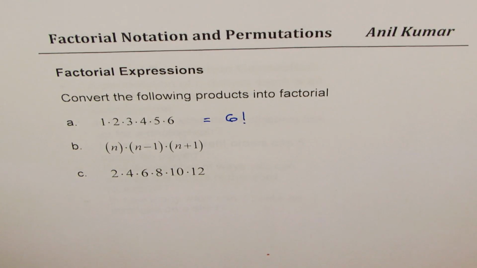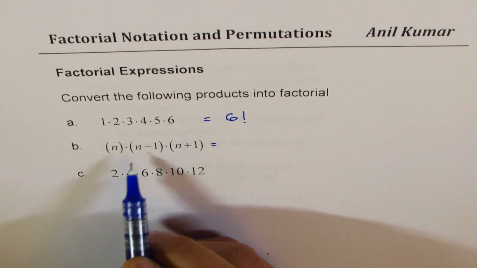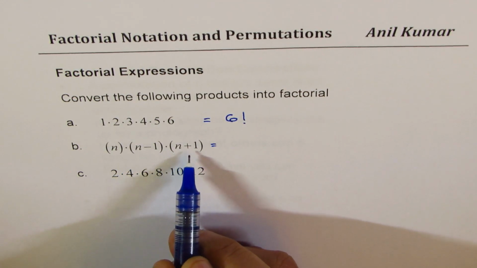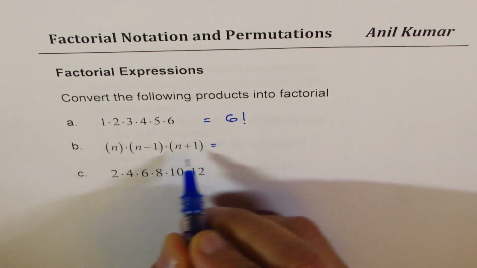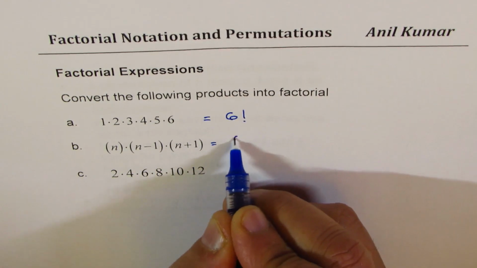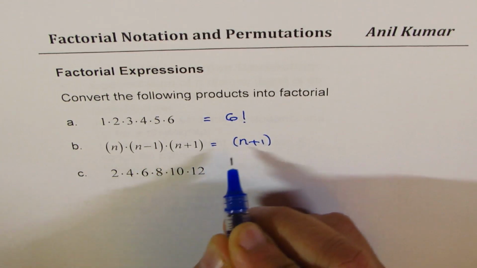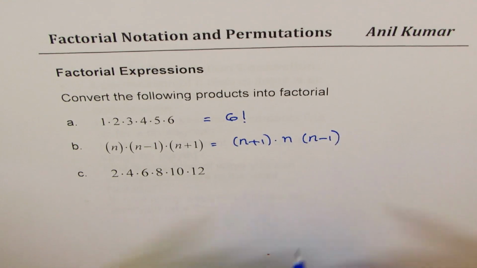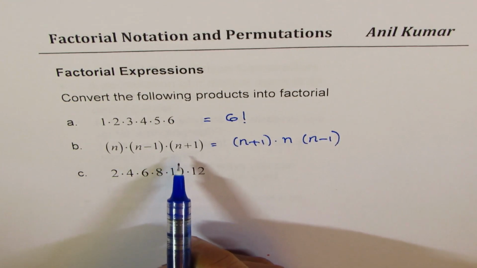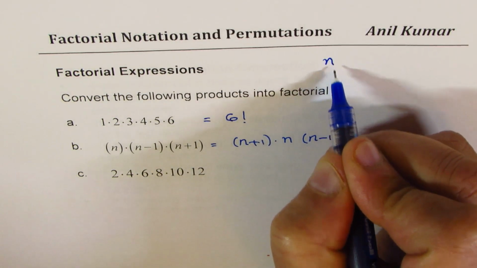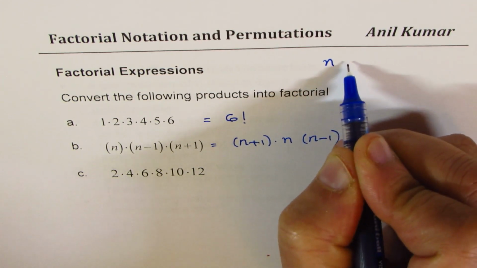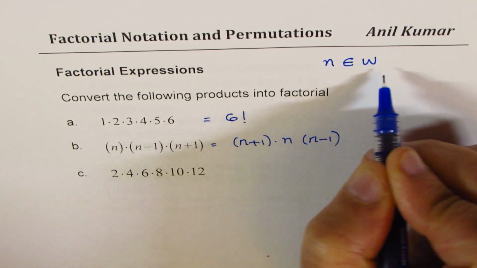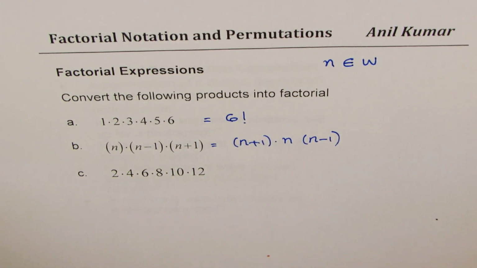Okay, let's move on to the next one. And here we have n times n minus 1 times n plus 1. Now first thing is, let's arrange them in a particular order, writing the highest number first. So we have n plus 1 here, and then times n, and then times n minus 1. You must have realized by now that in all our examples, what is n? n belongs to whole numbers, right? That is what n is.